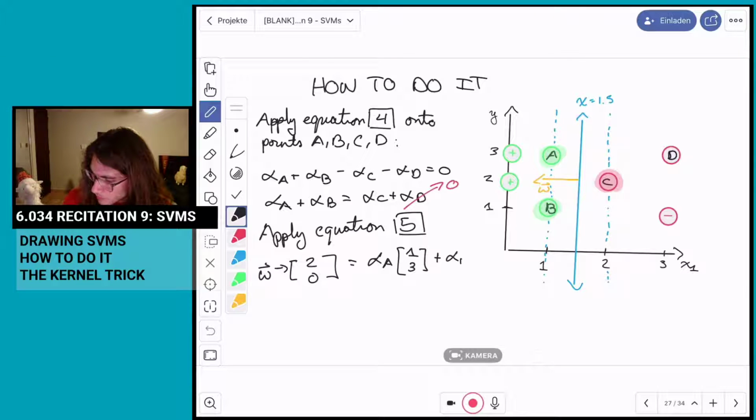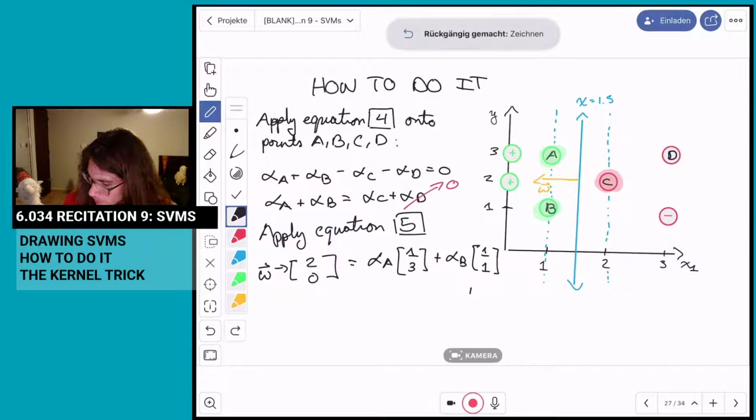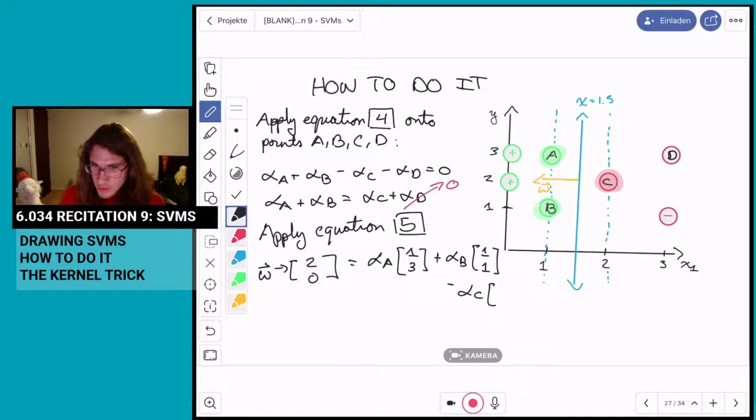Plus alpha B, which has coordinates 1, 1. Whoops, I ran out of space, not plus. Minus alpha C, because it has a negative classification, and coordinates 2, 2.